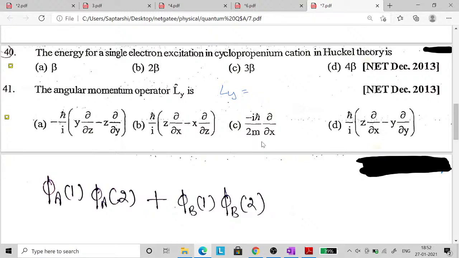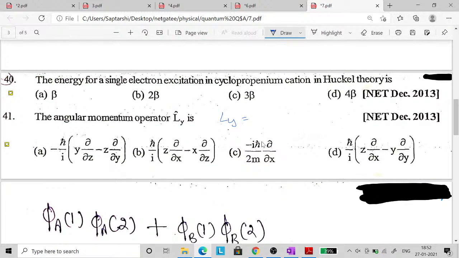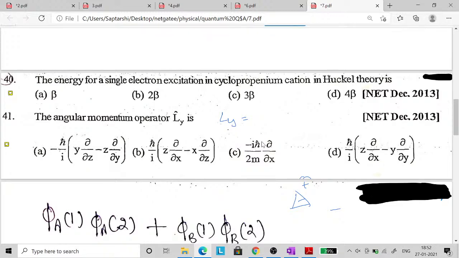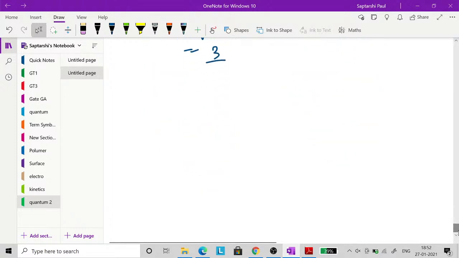Okay, so now it's given for Huckel theory. Cyclopropenium cation. So cyclopropenium cation is something like this. Cation, so there are two electrons over here. Energy of a single electron excitation. So let us do this. This is actually quite a good question because we didn't do the excitation part. It's nothing but the HOMO minus LUMO.